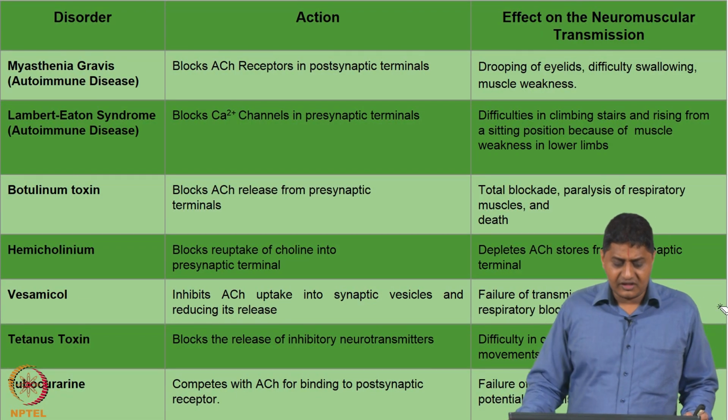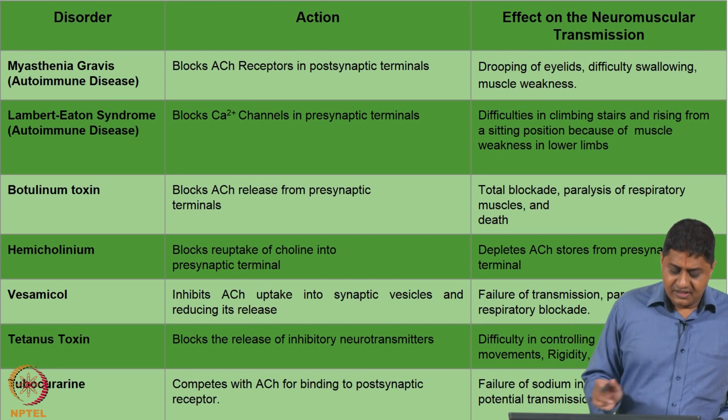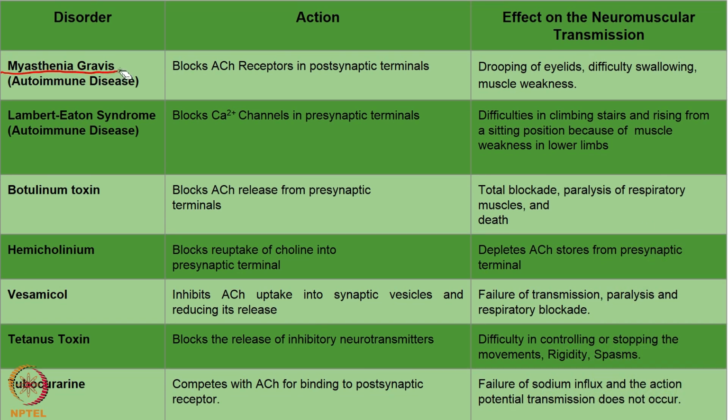So, in summary, what are the various things that we have seen? We have seen myasthenia gravis, which is an autoimmune disorder. It blocks the nicotinic cholinergic receptors in the postsynaptic terminal, essentially causing drooping of eyelids, difficulty in swallowing, weakness of the muscle, right. Then there is Lambert-Eaton myasthenic syndrome. This is again an autoimmune disorder. This blocks calcium channels in the presynaptic terminals, causing difficulty in climbing stairs and rising from the sitting position because of muscle weakness.